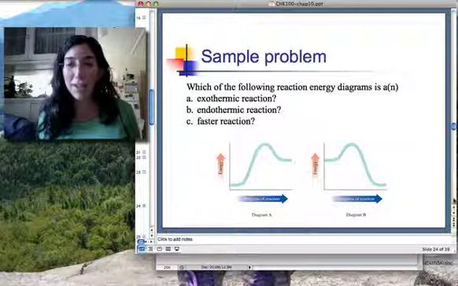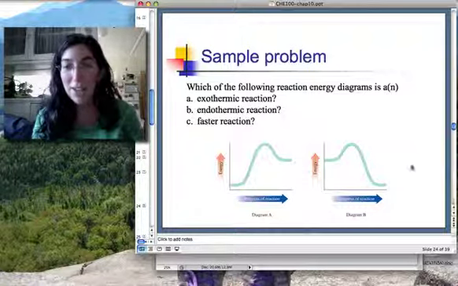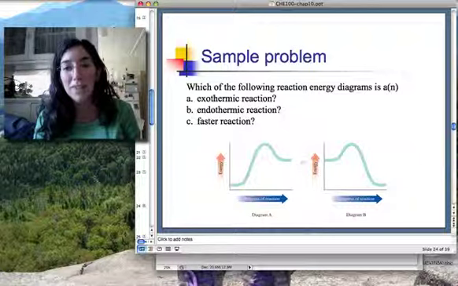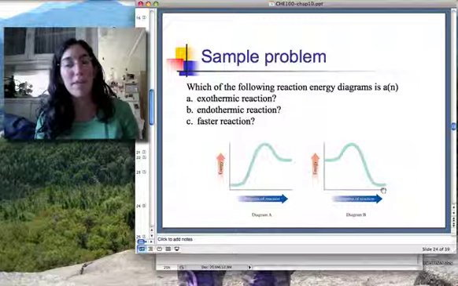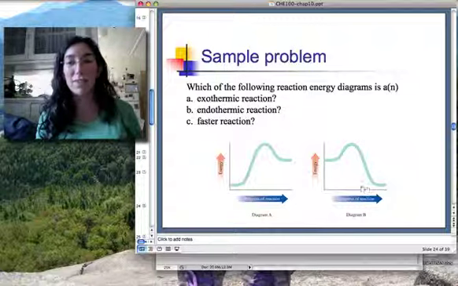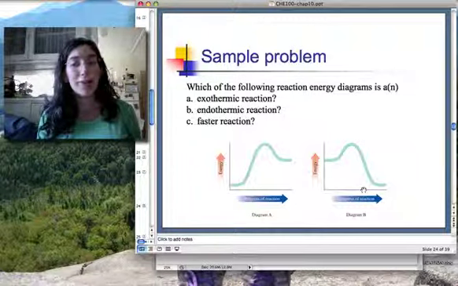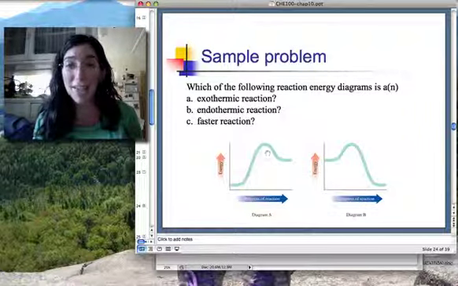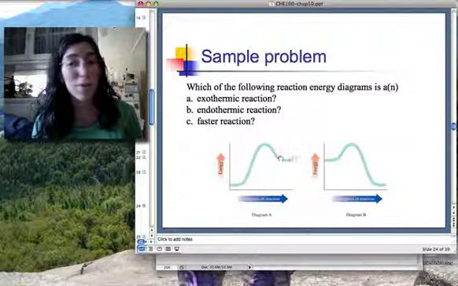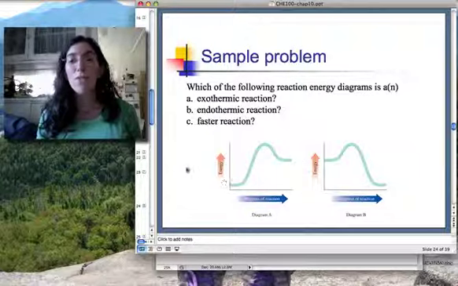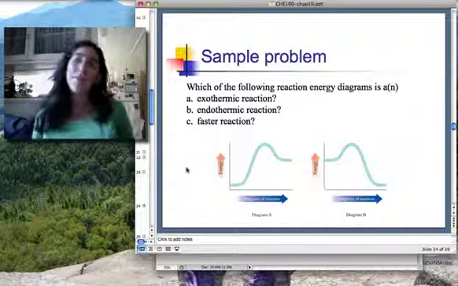The correct answer for an exothermic reaction: the reactants are higher in energy than the products. So B is an exothermic reaction. It releases energy. Endothermic reaction is A. It gains or absorbs energy. Okay. Which one do you think is a faster reaction?